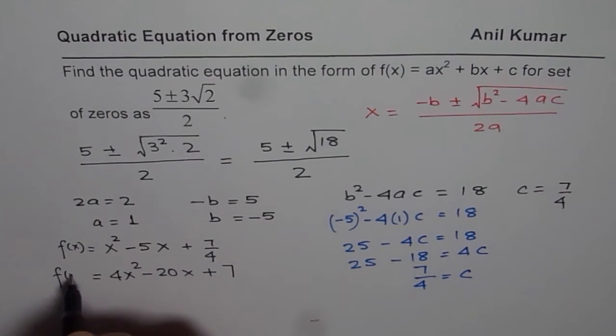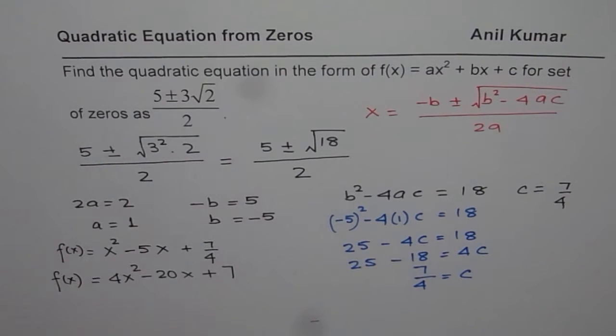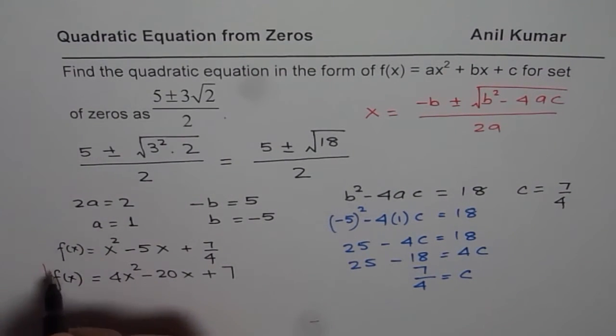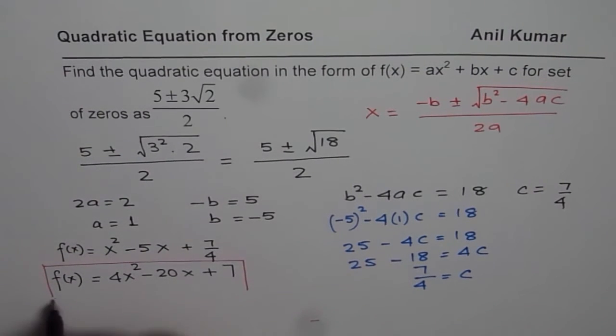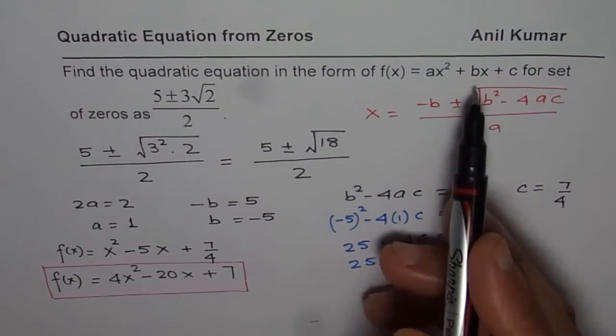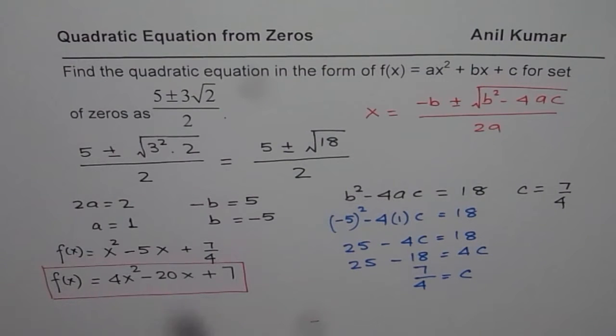So f of x equals 4x squared minus 20x plus 7 represents a quadratic equation in standard form whose roots will be 5 plus minus 3 square root 2 divided by 2.